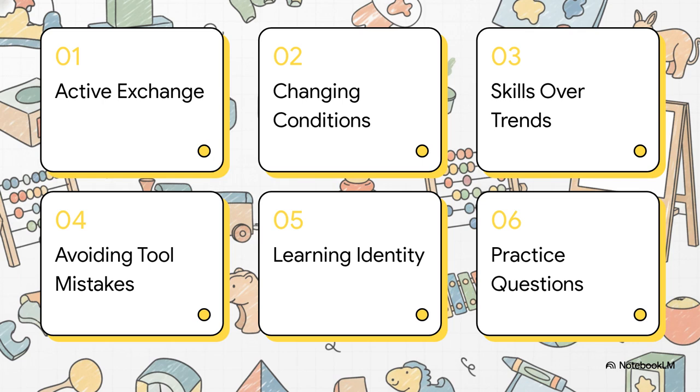Okay, really quickly, here is our roadmap for today. We'll hit the active exchange principle, look at changing learning conditions, and then talk about choosing skills over trends. We'll wrap up by covering common tool mistakes, building a learning identity, and finish off with some practice questions. The whole point here is to shift you from just being a tool buyer into a confident learning condition designer.